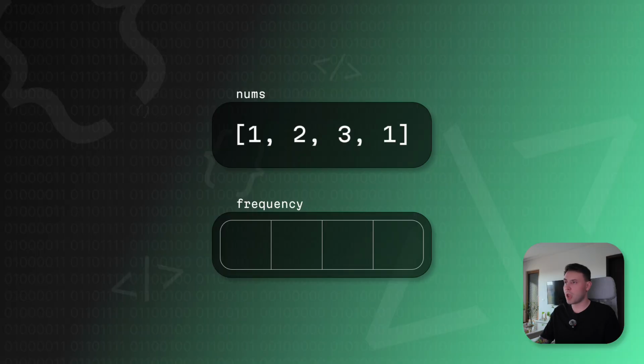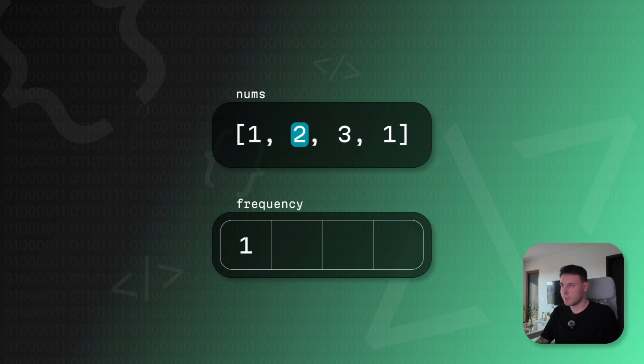Let's make it better. There is a much faster way, using a hash set. Instead of checking each number against every other one, we can scan the array once and keep track of what we have already seen. Let's walk through an example. We have an array of numbers 1, 2, 3, and 1. We start with an empty set. The first number is 1, and we check if it is already in the set. Since it is not, we add it.